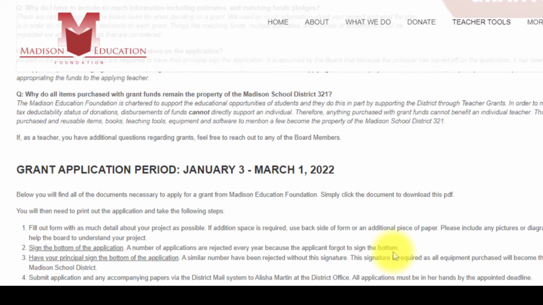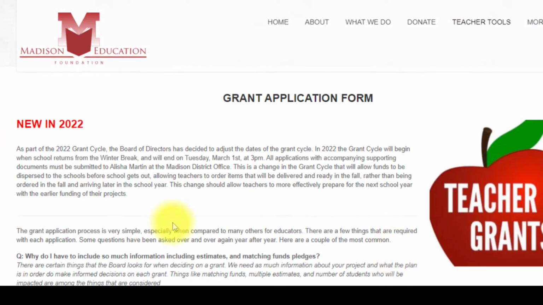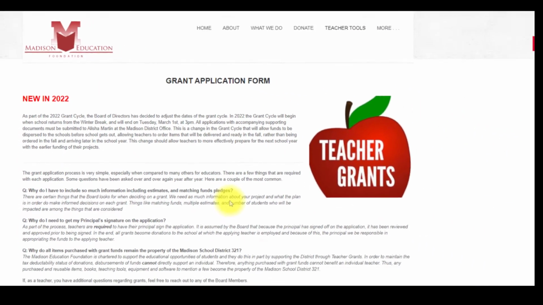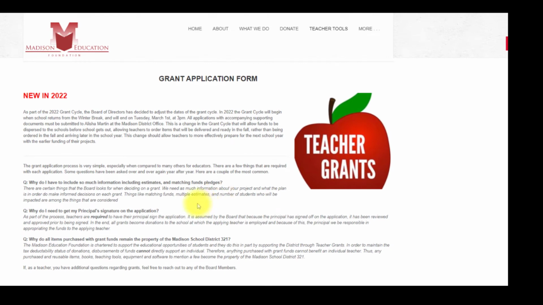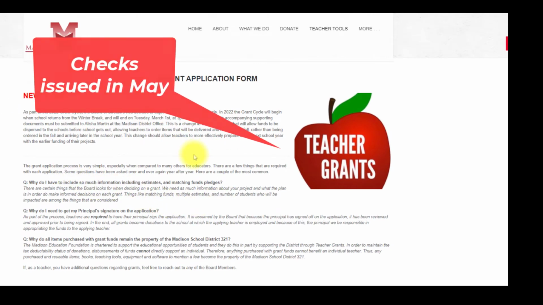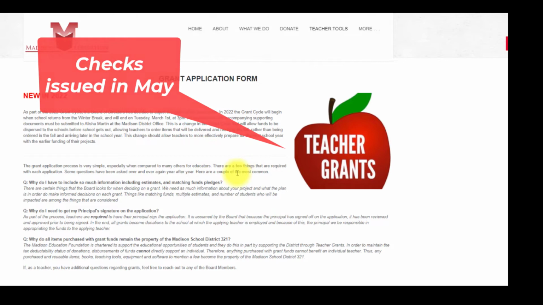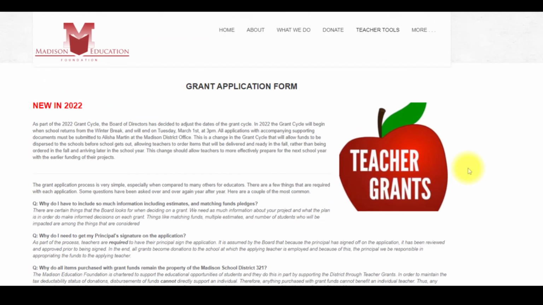Okay, now, one thing you need to remember is that these applications are awarded in May. You find out about them in May so that you can have the summer to get things ready to go and be able to hit the ground running with your grant when school comes back in August. Now, if you have any other further questions, feel free to contact us or look at the website.